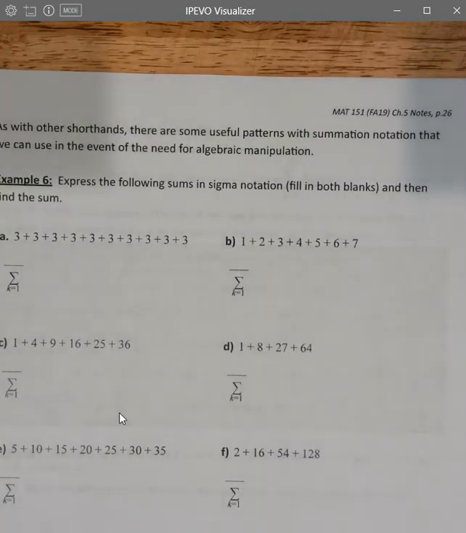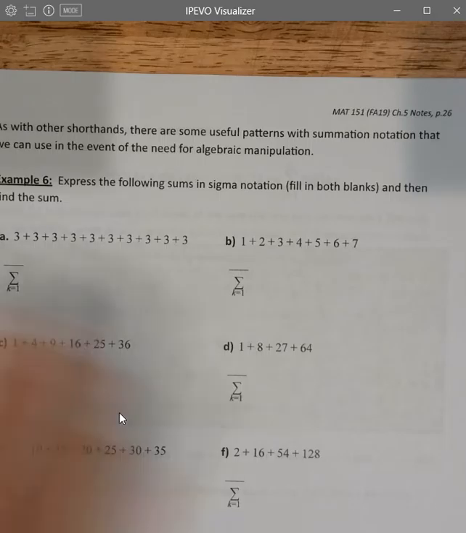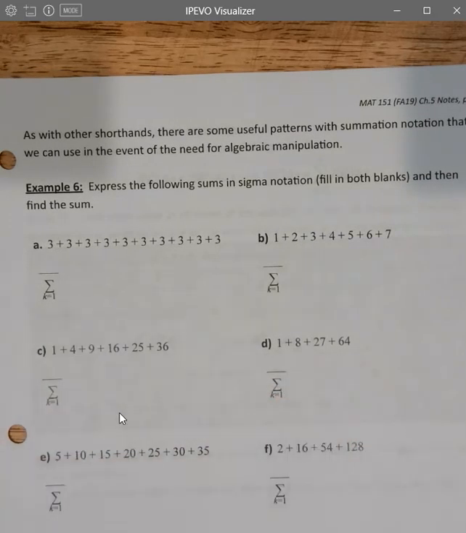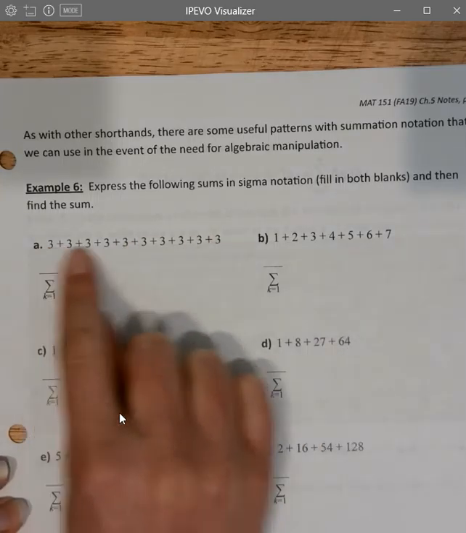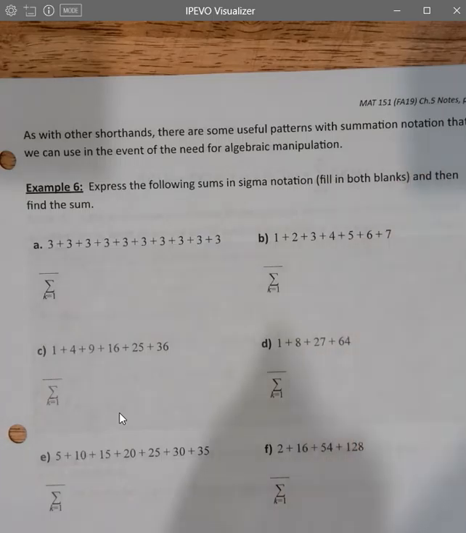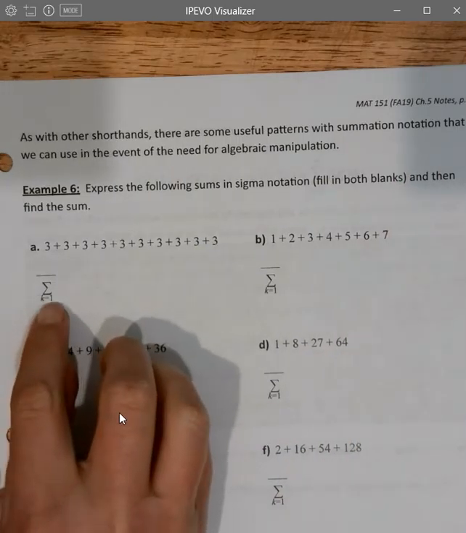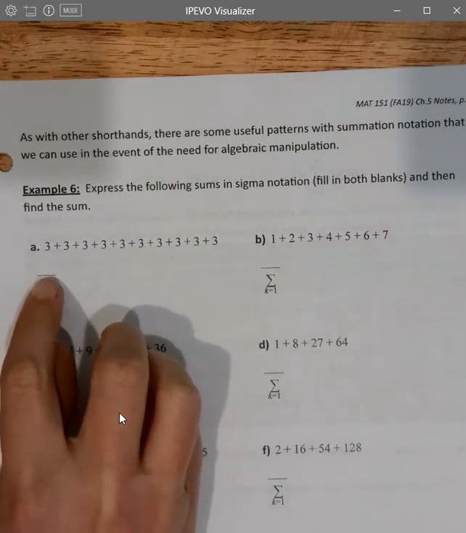All right. And on our next page, as with other shorthand notations, there are some useful patterns of summation notation that can be used in the event of need for algebraic manipulation. Okay, so I want to start to practice writing things that are not in sigma notation in sigma notation. So these are sums that I want to fill into sigma notation. So I'm going to start with a k equals 1 value, and I want to know how many times to add it. So I'm just going to count these up.